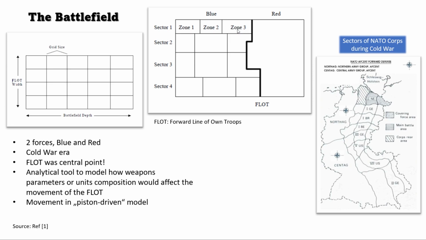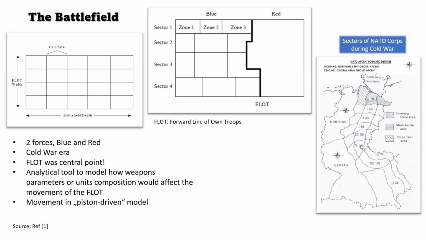The idea behind this was a typical scenario found in the late Cold War, which Thunder should simulate. Two forces facing each other, a blue and a red force. For those interested in the Cold War, you know this map is a well-known map with different sectors used by NATO forces in Western Germany.